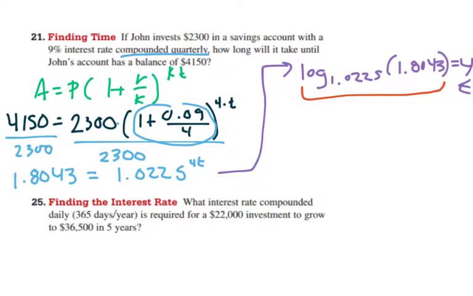So log base 1.0225 of 1.8043 is going to be 26.52, and then that is going to equal 4t, and so we divide by our 4. And we find out that it's going to take 6.63 years. Alright.